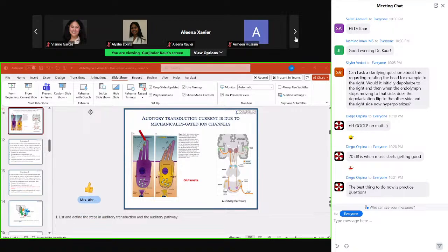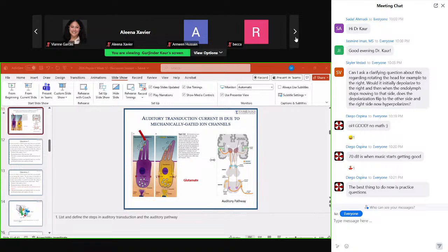Skylar has a question. Skylar? Oh, yes. I just wanted to ask a clarifying question. This was something Diego asked earlier, but for example, if someone's rotating their head to the right and it depolarizes on the right side, when it stops, does it flip and hyperpolarize on the right and then depolarize on the left? So it's just going straight, basically.